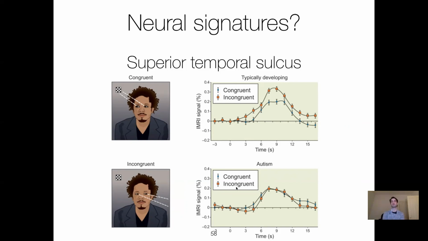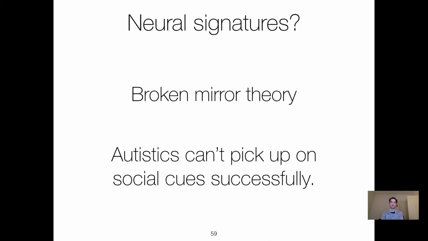And this is very closely related to this idea that people have relating to autism that's referred to as the broken mirror theory, which is basically this idea that autistics in general can't pick up on social cues successfully. So in addition to struggling to recognize another person's facial expression, in addition to struggling to recognize where a person is looking, they also can't necessarily pick up on those social cues.